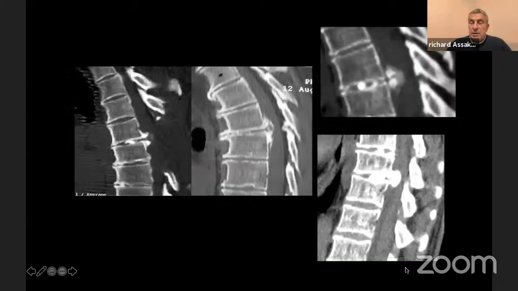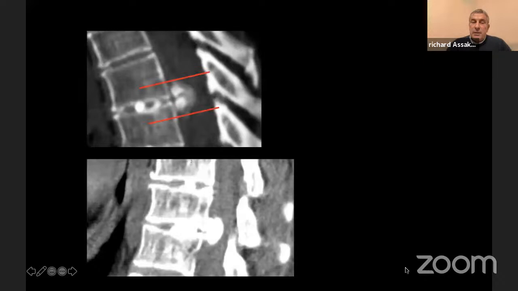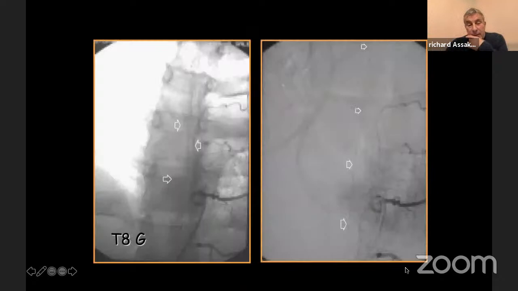I also consider the length of my decompression from cranial to caudal aspect. You can see here, and sometimes I'm not doing this anymore, but if the lateral aspect is a concern, I will perform my angiogram to see where is the Adamkiewicz artery, the great cord artery.